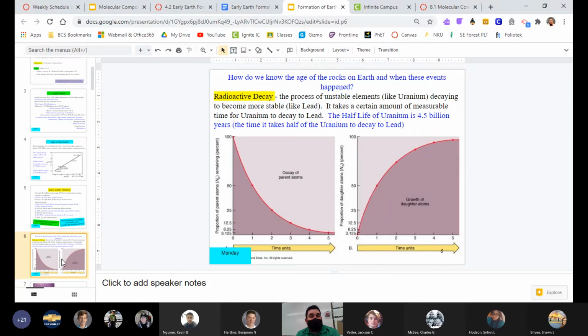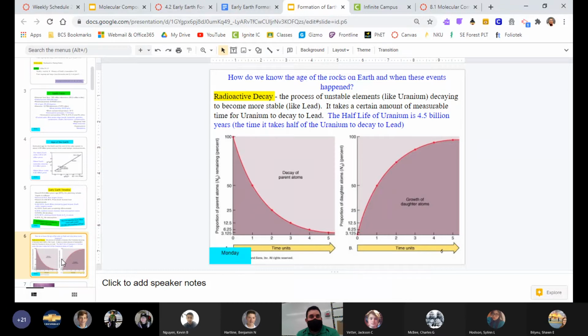So the half-life of uranium is about 4.5 billion years, and that is the time that it takes for half of uranium to decay into lead. Okay, so if I have a rock of uranium and it's mostly uranium, then that's a very young rock, a very young chunk of uranium.